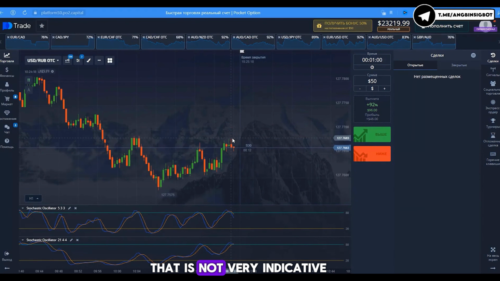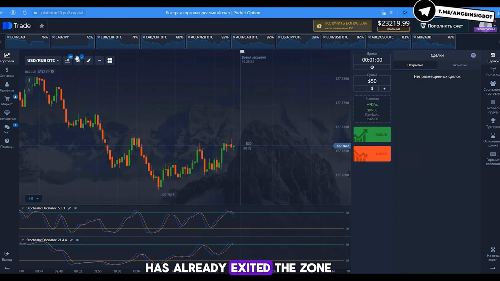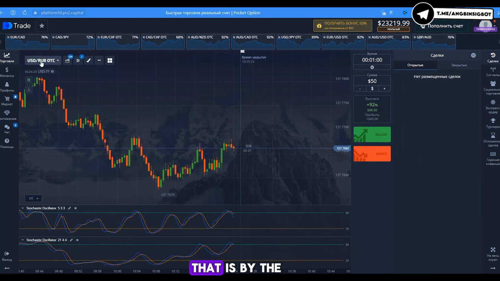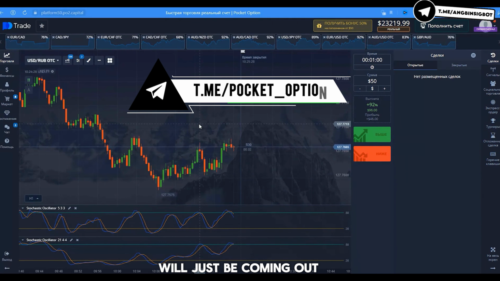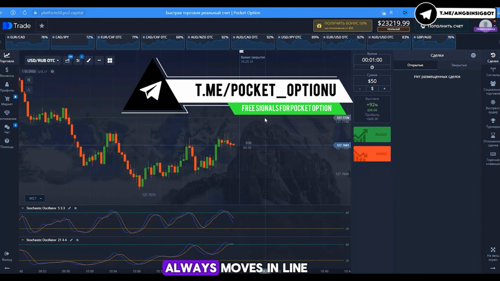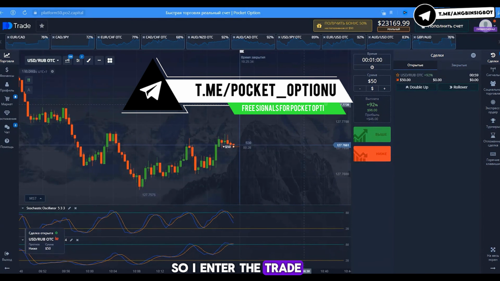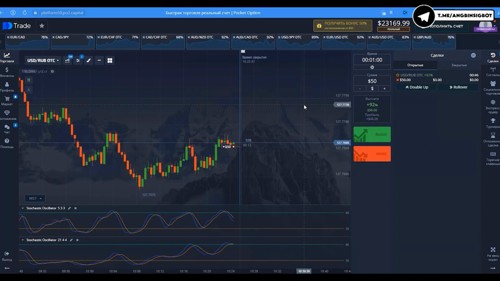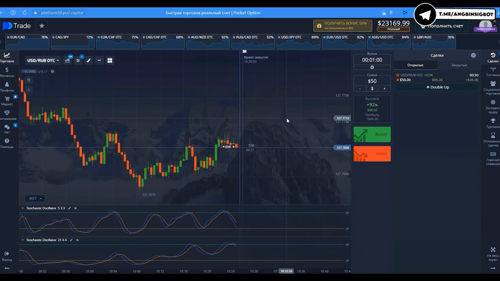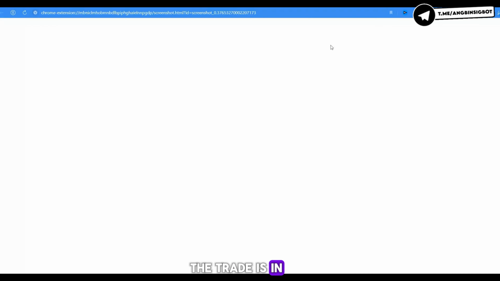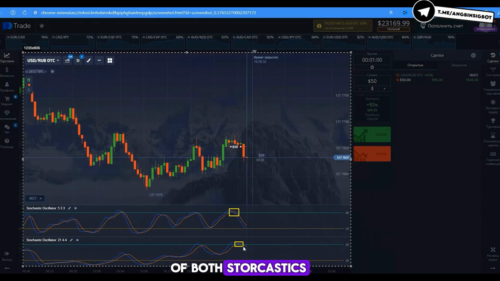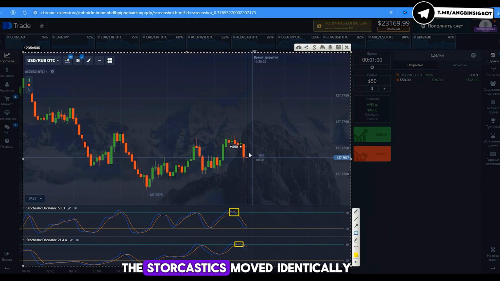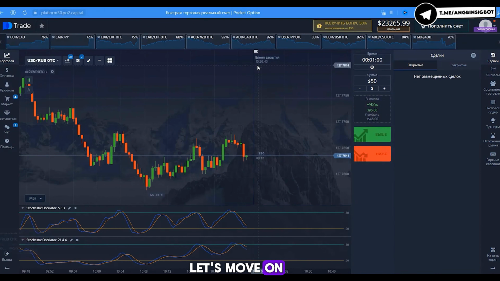I found a signal that is not very indicative because the main stochastic has already exited the zone, while the slow one is just getting ready. That is, by the end of this candle, the main one will likely be at the 20 zone, while the slow one will just be coming out. The confidence comes from the fact that the stochastic always moves in line with the price, so I enter the trade. The trade is in profit. The signal wasn't perfect, but the conditions were still met. This is the exit of both stochastics. Additional confidence came from the fact that the stochastics moved identically with the price. Let's move on.